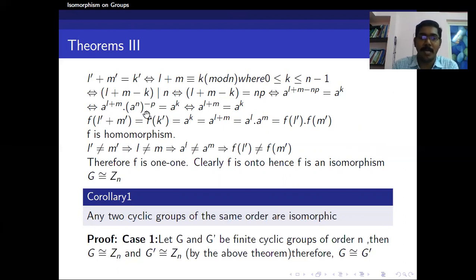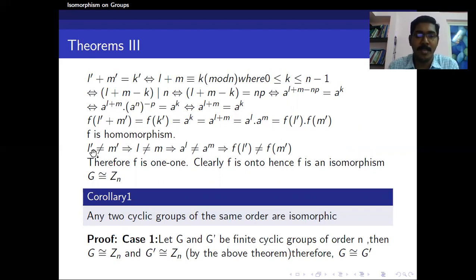a^(l+m) can be written as f of (l' + m'), that is equal to a^k, which can be written as f of k'. So f of (l' + m') equals f of k', that implies a^k equals a^(l+m), and we can write a^(l+m) by the law of exponents as a^l into a^m, where a^l is replaced by f of l' and a^m is replaced by f of m'. So hence f of (l' + m') equals f of l' into f of m'.